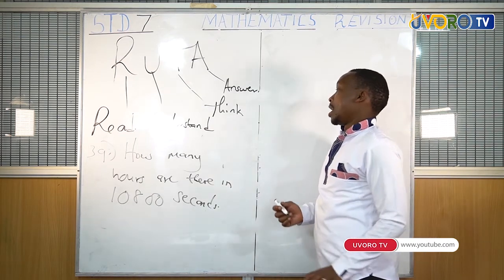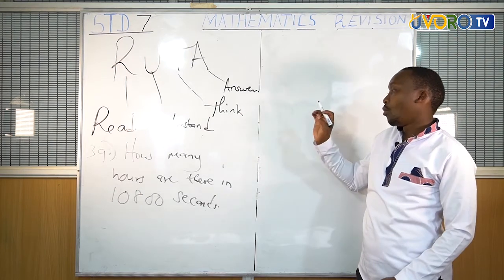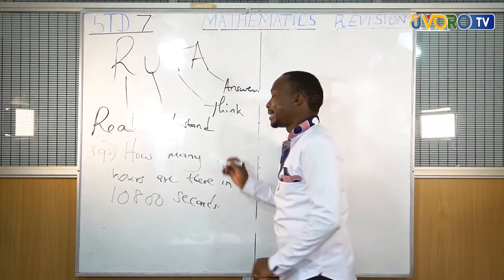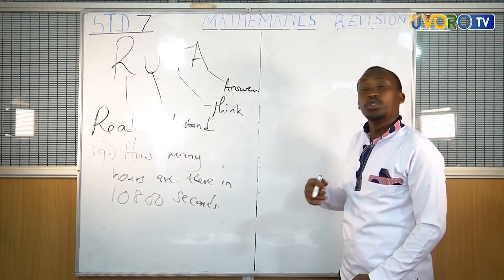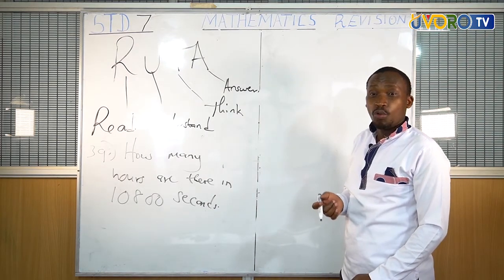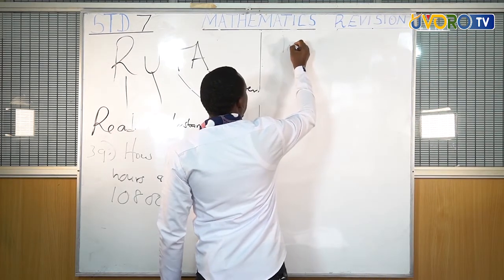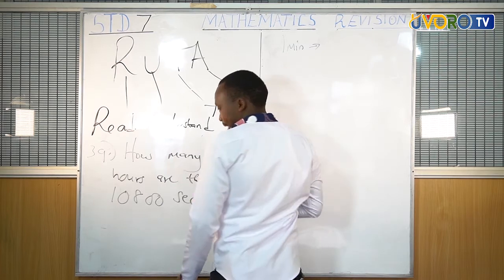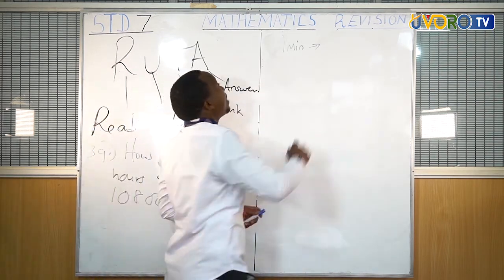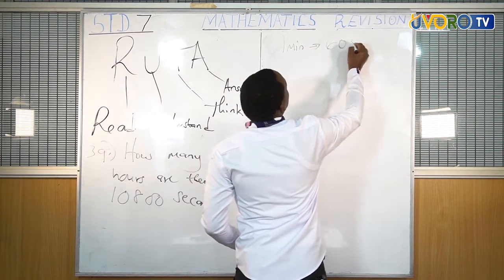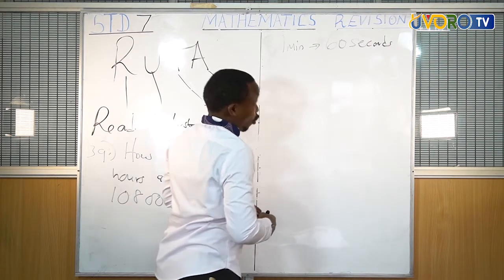Remember, somebody is talking about 1 hour being 60 minutes. But before you arrive at the hour, what do you know? That 1 minute has how many seconds? 1 minute has how many seconds? 1 minute is 60 seconds.